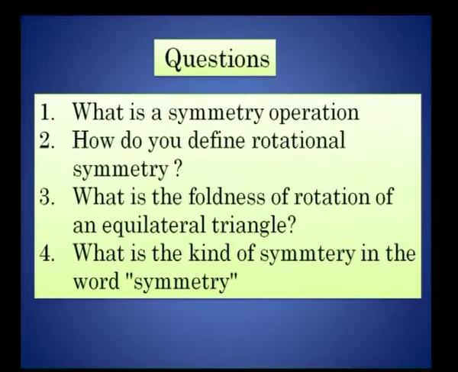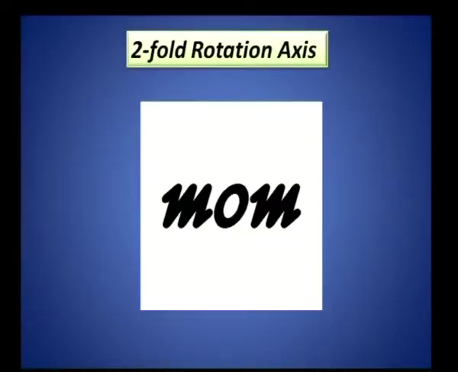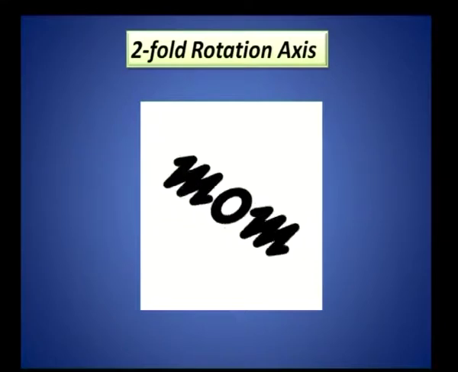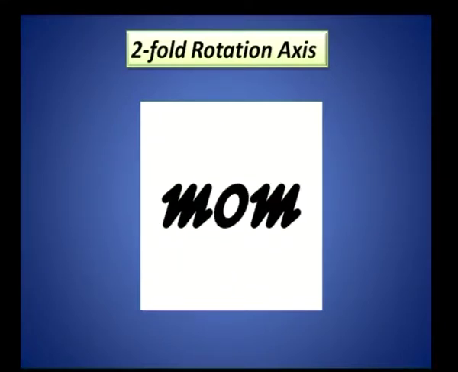Now, let me go to the questions associated with this lecture. Question number 1: what is a symmetry operation? How do you define rotational symmetry? What is the fold of the rotation of an equilateral triangle? What is the kind of symmetry in the word symmetry? I am showing again the word symmetry. What kind of symmetry do you get? Does it have a 3-fold rotation axis, or does it have a mirror reflection? Does it have an inversion center? What kind of symmetry do you observe in the word mum?